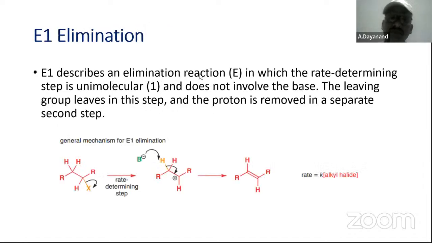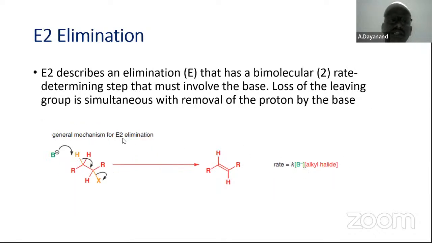E1 elimination describes an elimination in which the rate determining step is unimolecular and does not involve the base. Unimolecular: first the cation forms, then the base attacks. That means the base is not involved in the rate determining step. Rate is proportional to k times the alkyl halide concentration. In E2 elimination, rate is equal to k times the base molar concentration as well as the alkyl halide molar concentration, both. Therefore, it is called E2 elimination. In E2 elimination, both are involved.